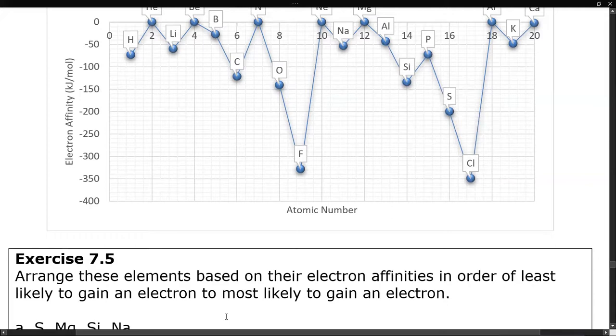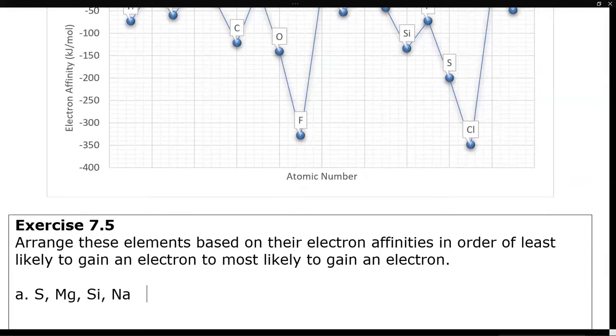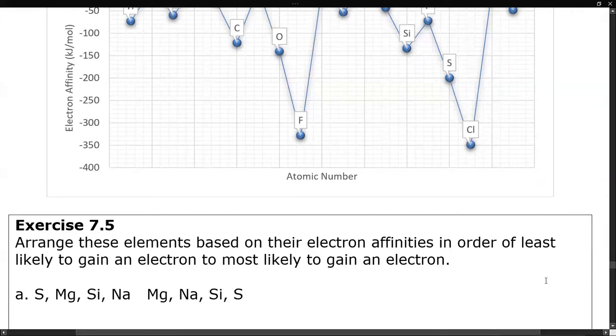So if we want to move down here, now that we've looked at the trend, we can say magnesium is least likely to gain an electron, then sodium, then silicon, and then sulfur. And that's all based on position on the periodic chart.